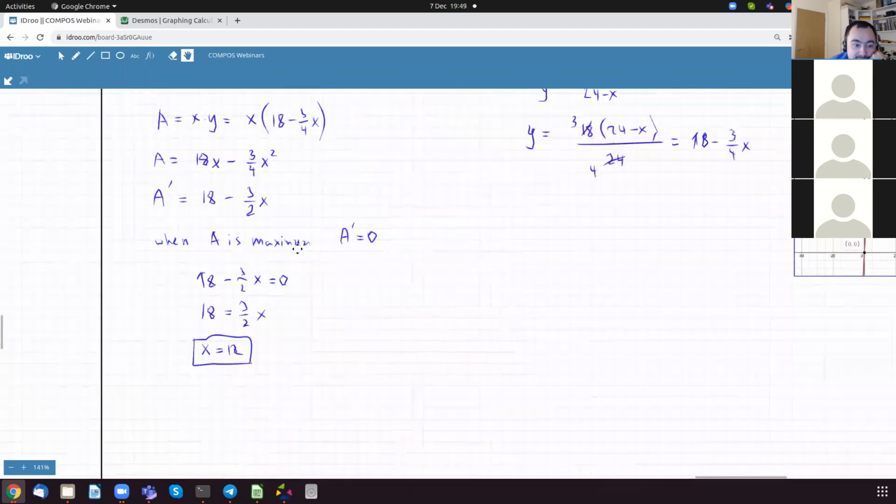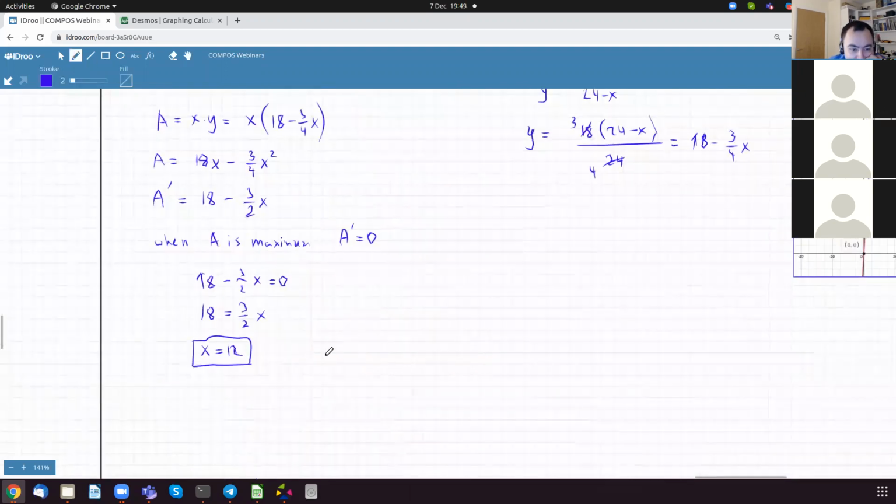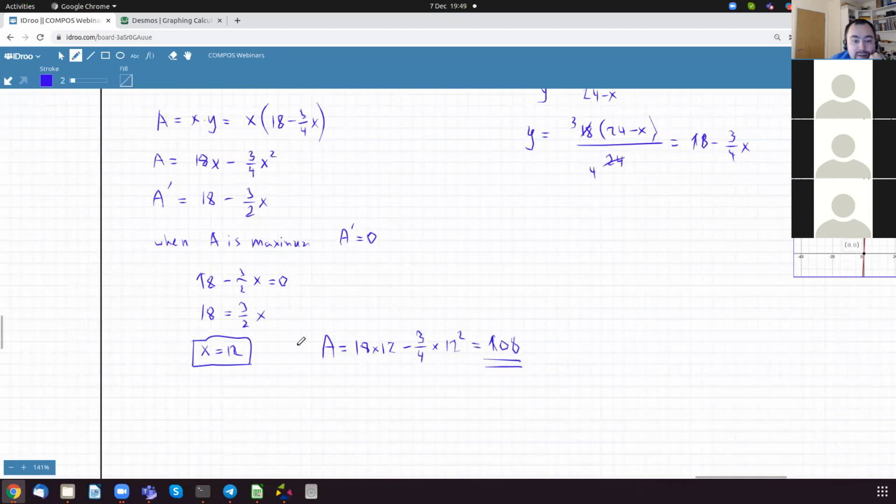And let's find that area. So area is equal to 18 times 12 minus 3/4 times 12 squared, which is 108. Okay.